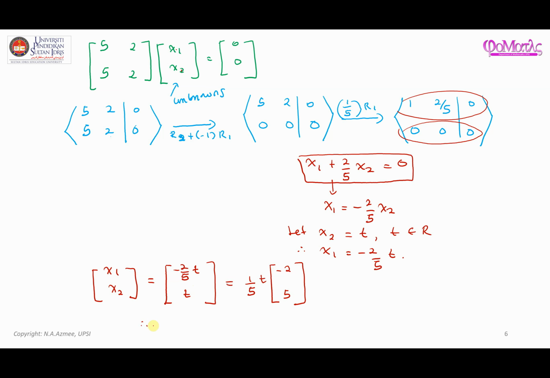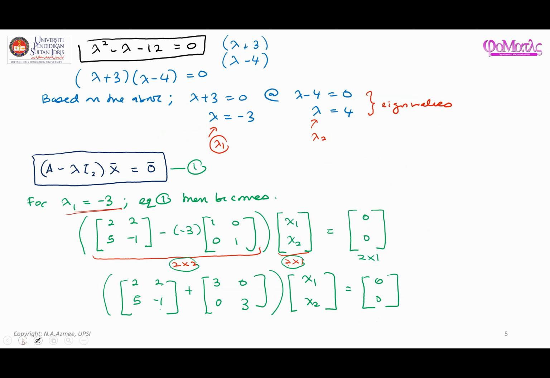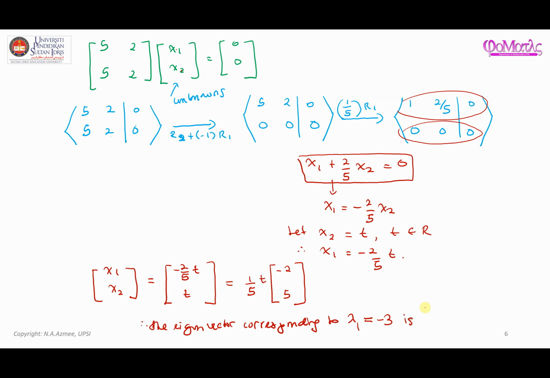Therefore, what we can write down is the eigenvector corresponding to lambda 1 equals negative 3, which is negative 2 and 5. We're not done yet, actually. This is the first part. This value here is taken right from this one. This is the eigenvector corresponding to lambda 1 equal to negative 3.